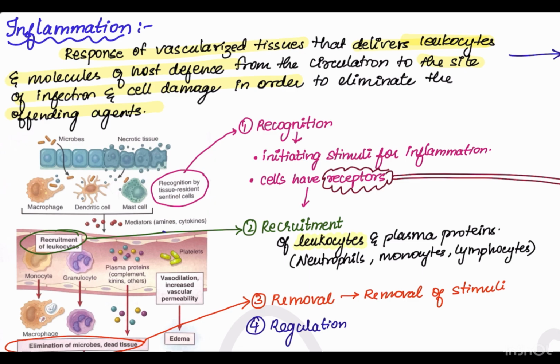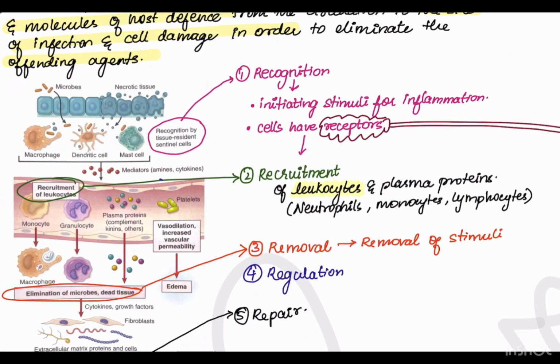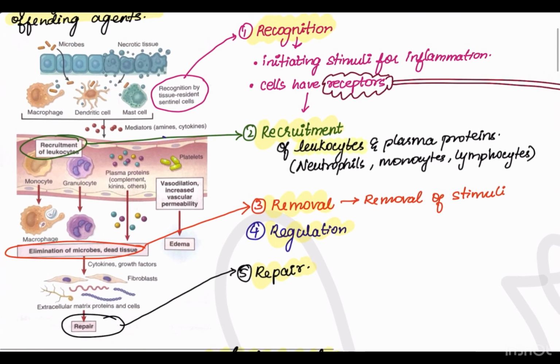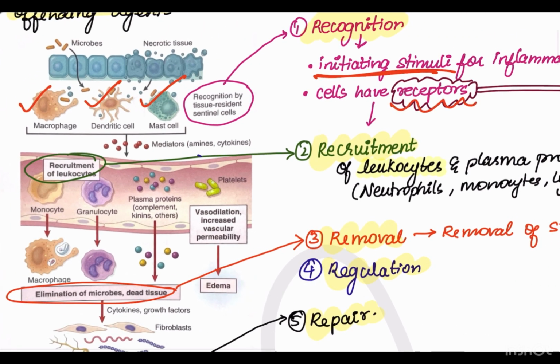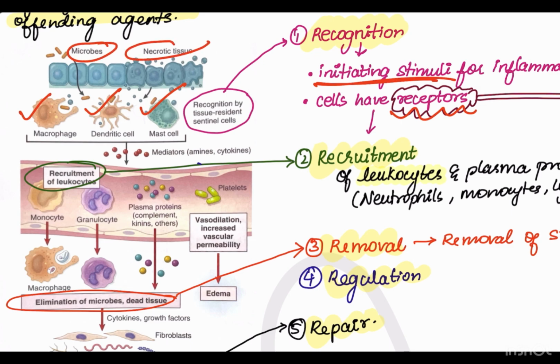So first, we have to remember 5 R's. That is, recognition, recruitment, removal, regulation, and repair. First, we'll see what is meant by recognition. This is the first initiating stimulus for inflammation. Here, cells like macrophages, dendritic cells, and mast cells have some receptors that will recognize the microbes and the necrotic tissue. These microbes and necrotic tissue will have some substance which will go and trigger the receptors in the macrophages, dendritic cells, and mast cells.